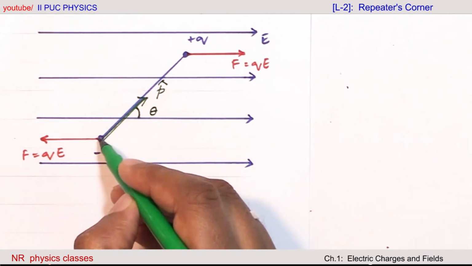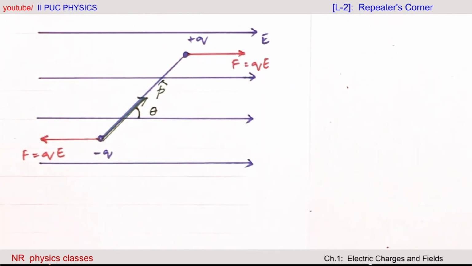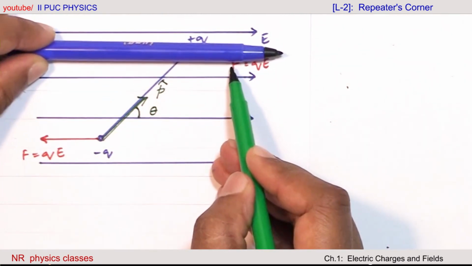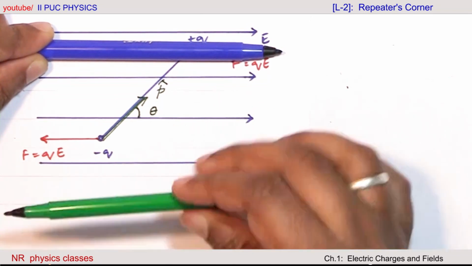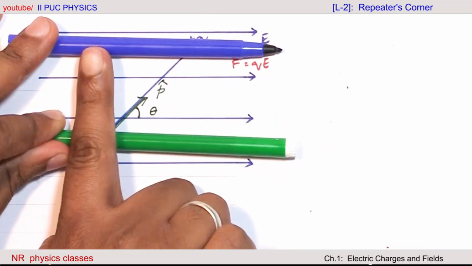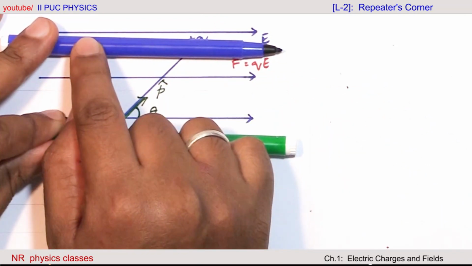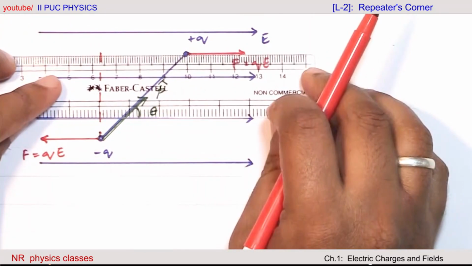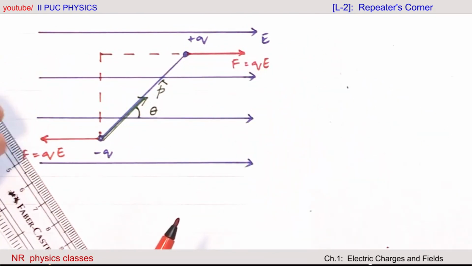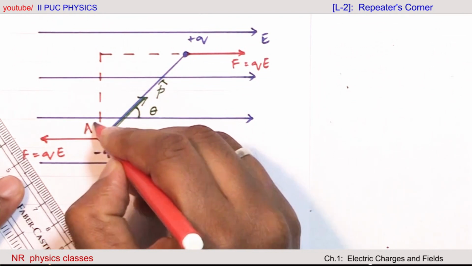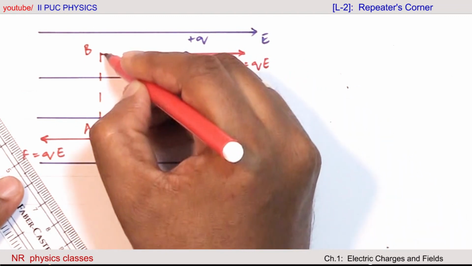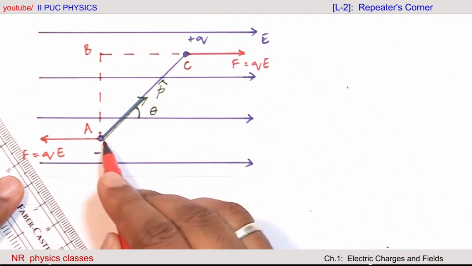Now, to find shortest distance between these two forces, observe this force is represented by this pen. This force is represented by this pen. Shortest distance between these two means it is this perpendicular distance from here till here. Perpendicular. One more perpendicular. If this point is A, this is B, and this is C, AB is the shortest distance between these two forces.